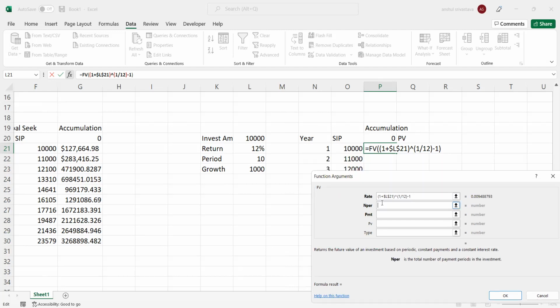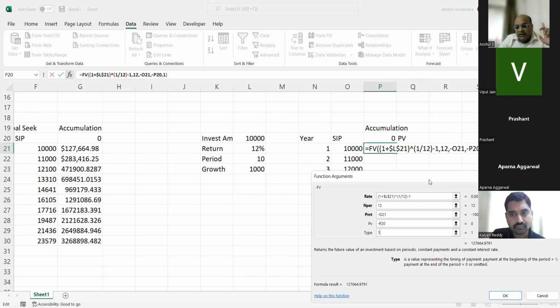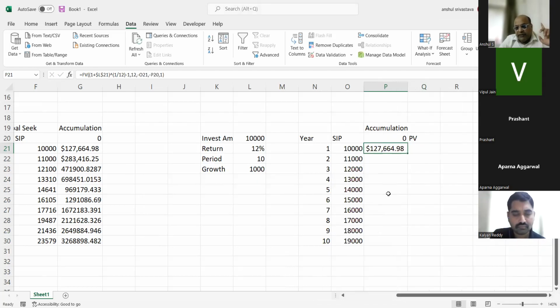Number of periods would be 12. Yeah, से डाल सकते हैं. PMT would be minus 10,000, PV would be minus 0, and type would be 1. This is the formula that we have put. Okay, rate is monthly rate. And when we do this, 1,27,664, exactly the same thing.